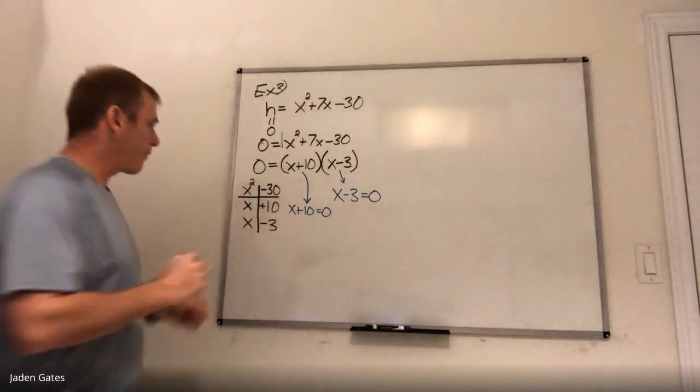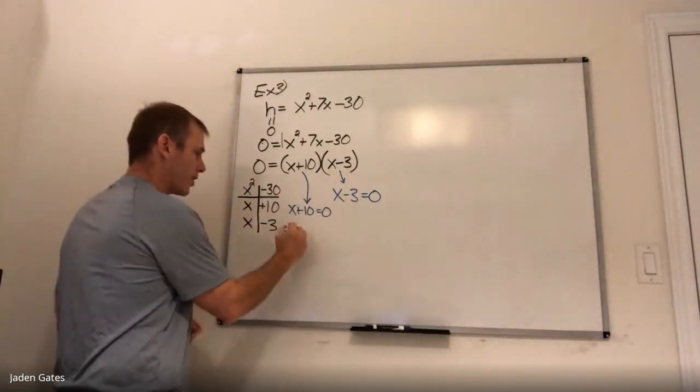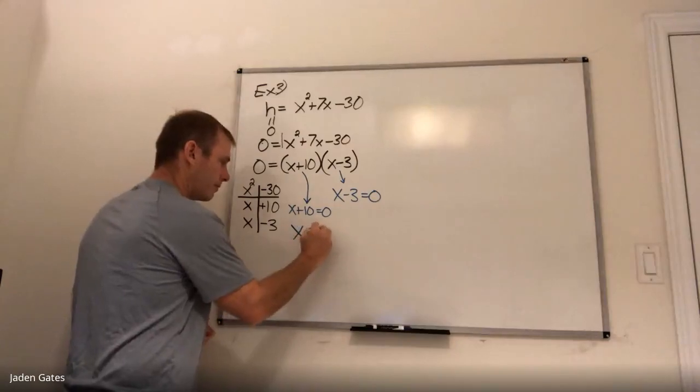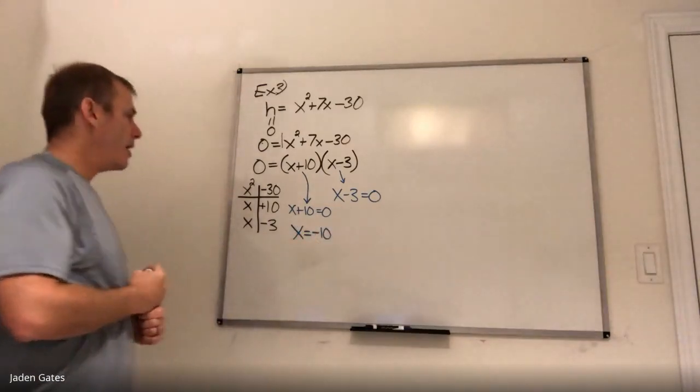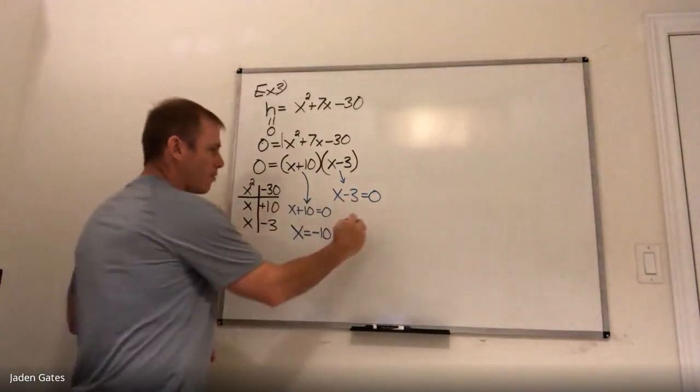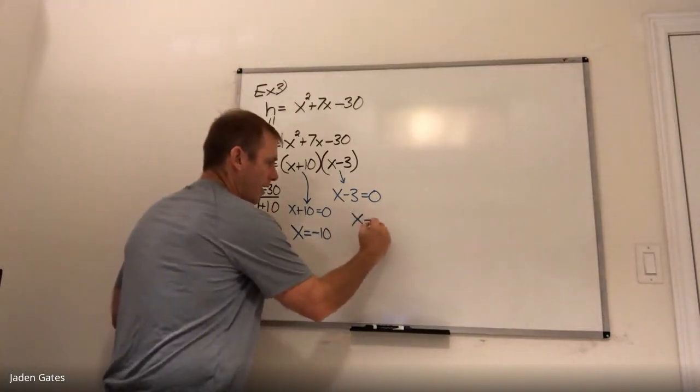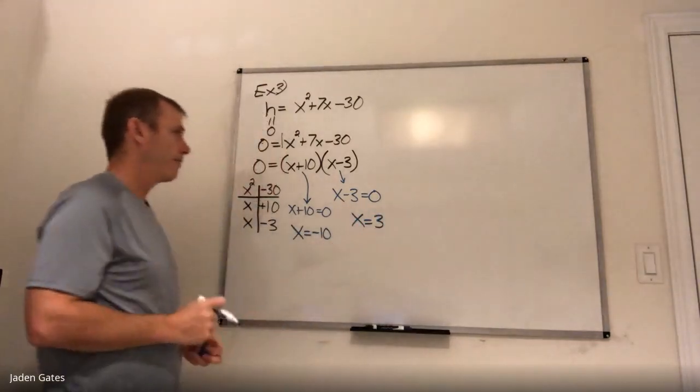All right, so I solved my first equation. I moved the 10 over to the other side. It becomes a minus 10. And on the second equation here, I move the negative 3 over this side, and I get a positive 3.